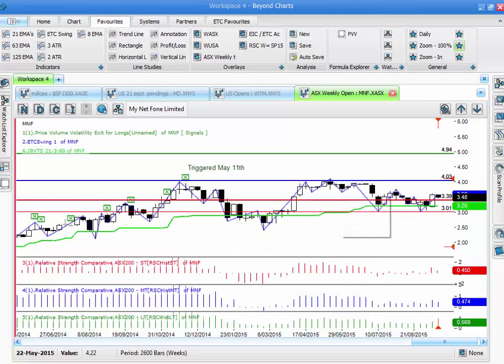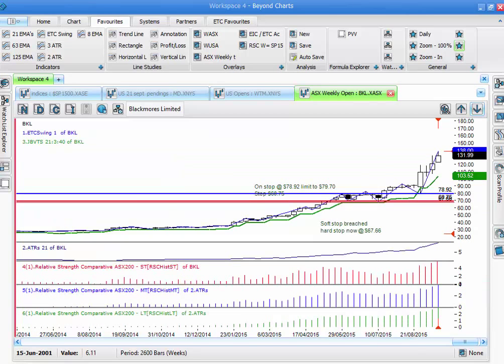MyNet Phone, that was one where no sooner did we get triggered into it, and then a whole lot of movement went towards the other side. Nearly got stopped out a couple of times through here and has only just managed to hang on. But a nice candle 2 weeks ago, last week could have been better. And obviously Blackmores just continues to go up and up and up.